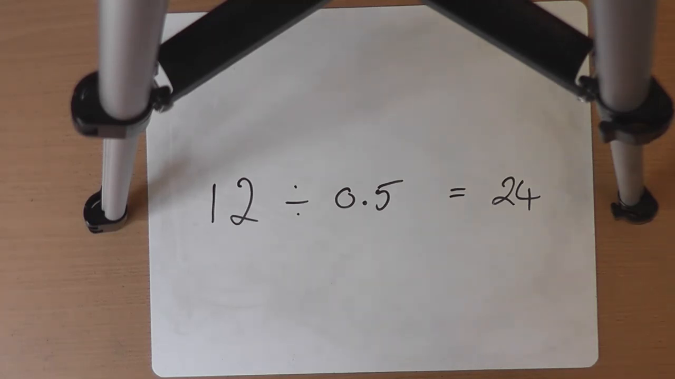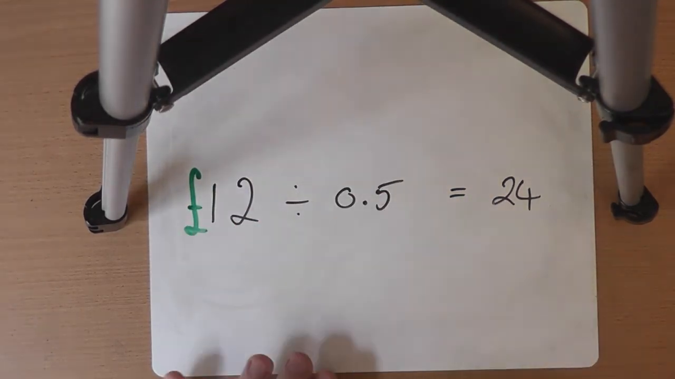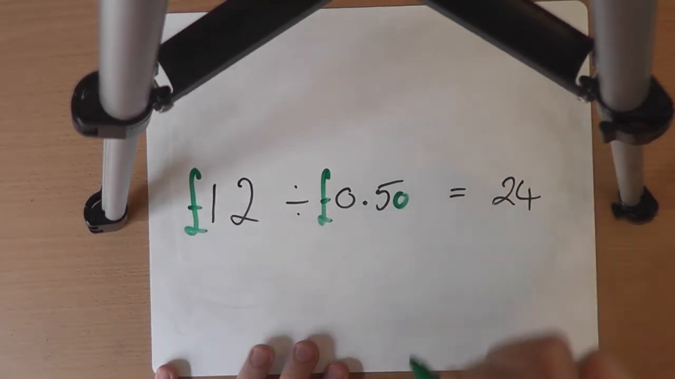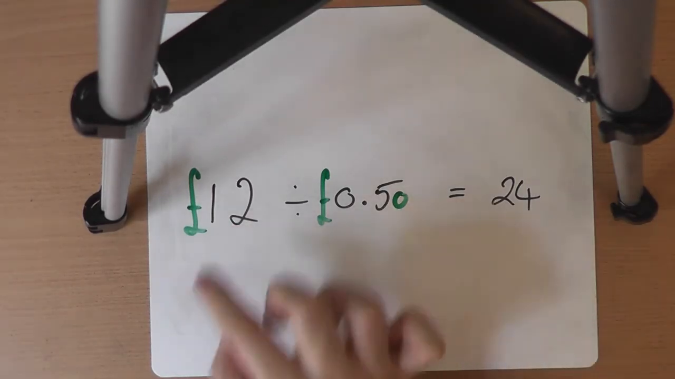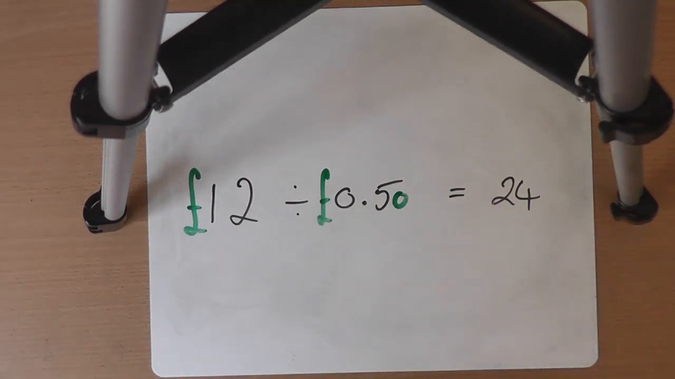Now, to deal with decimals, we said we can help ourselves understand them by treating them like money. Let's put some pound signs in. 12 pounds divided by 50 pence. Now that question is now, how many 50 pences are there in 12 pounds? How many 0.5s are there in 12? How many 50 pences are there in 12 pounds? Well, for each £1, there are 2 50 pences.